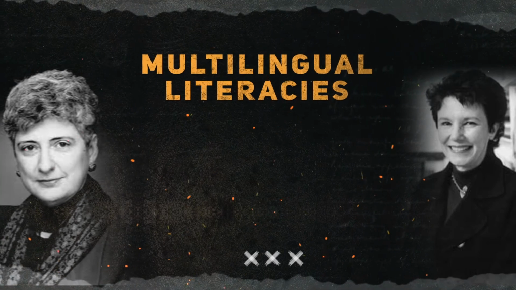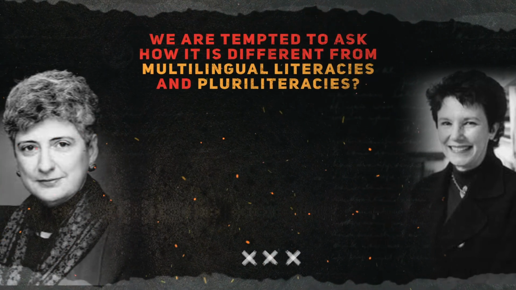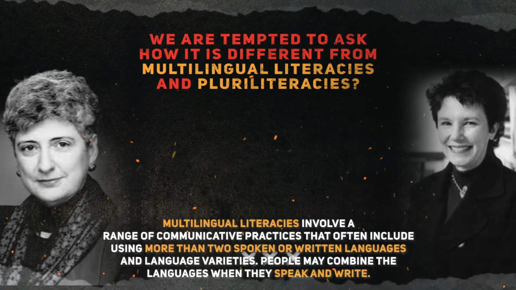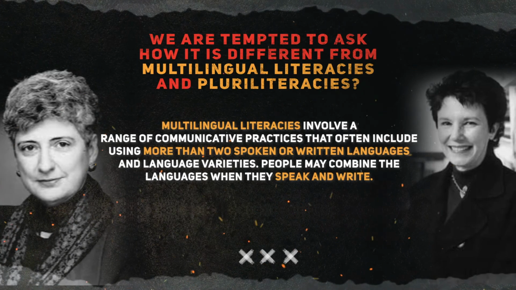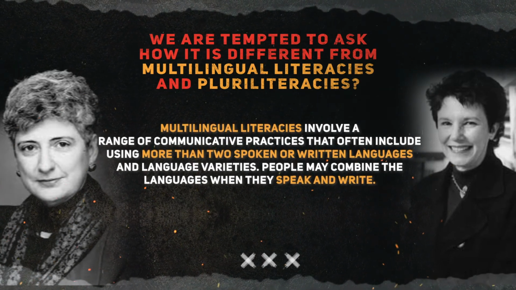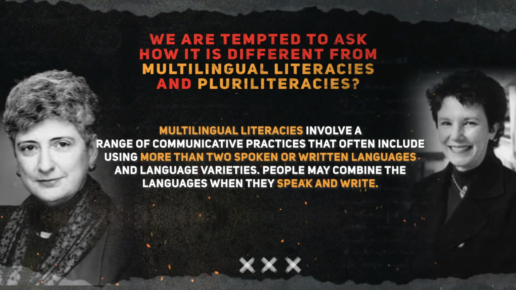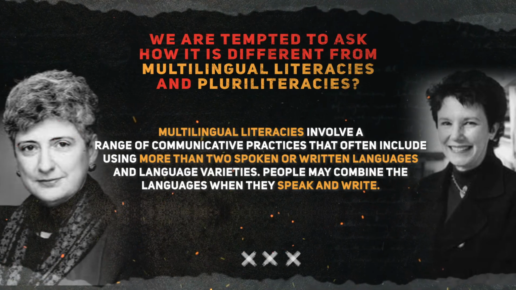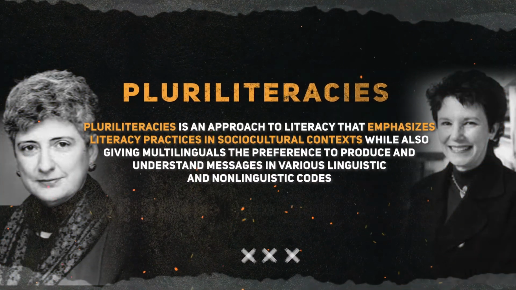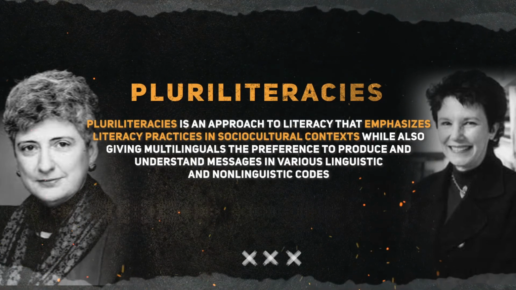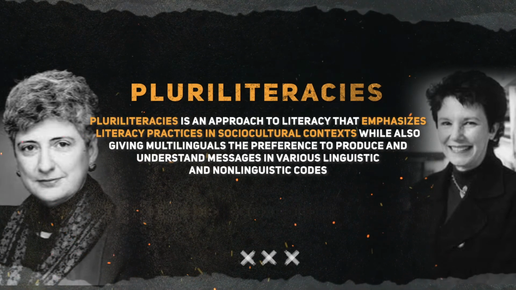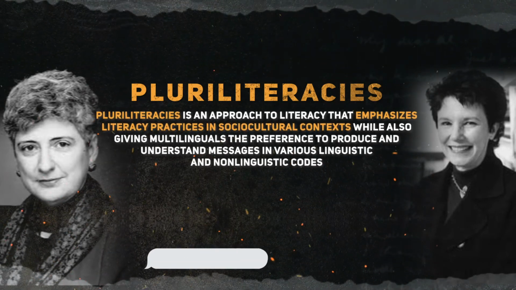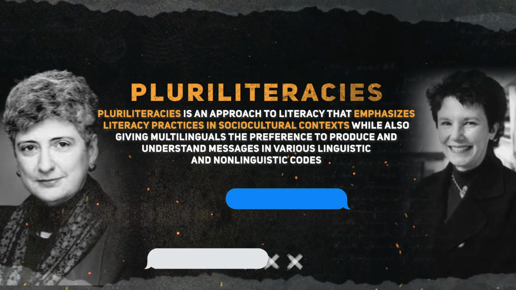Multilingual literacies. When discussing translanguaging, we are tempted to ask how it is different from multilingual literacies and plural literacies. Multilingual literacies involve a range of communicative practices that often include using more than two spoken or written languages and language varieties. People may combine the languages when they speak and write. Plural literacies. Plural literacies is an approach to literacy that emphasizes literacy practices in socio-cultural contexts, while also giving multilinguals the preference to produce and understand messages in various linguistic and non-linguistic codes.